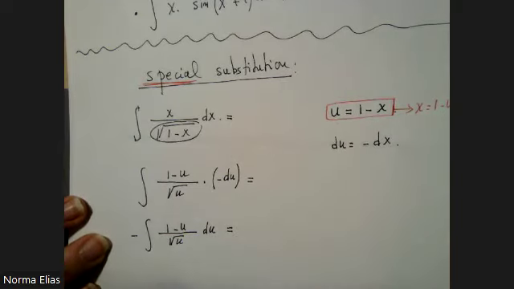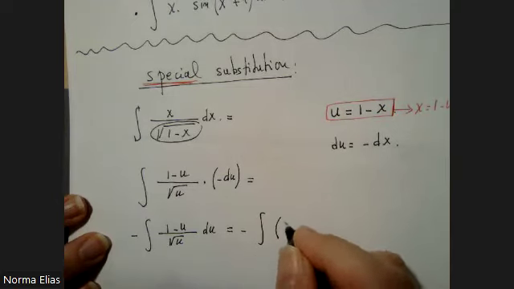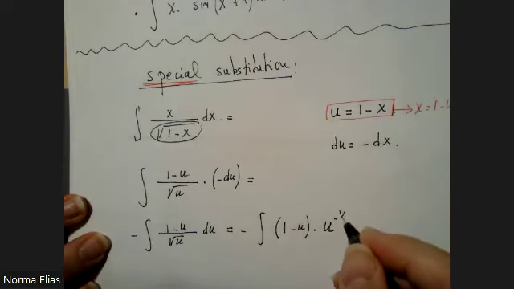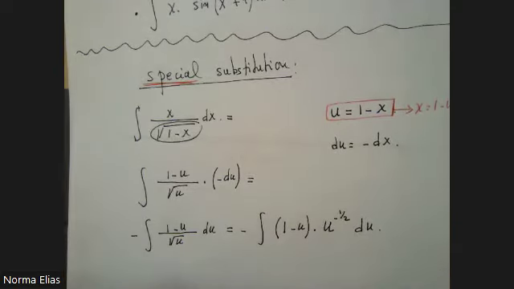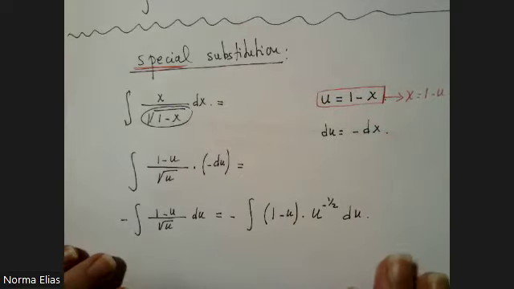Okay, now I need to solve this integral. So this is minus the integral of (1 minus u) times u to the minus a half du. It's a very specific type of substitution that is not intuitive. That's why I usually will tell you what to do in those type of problems.